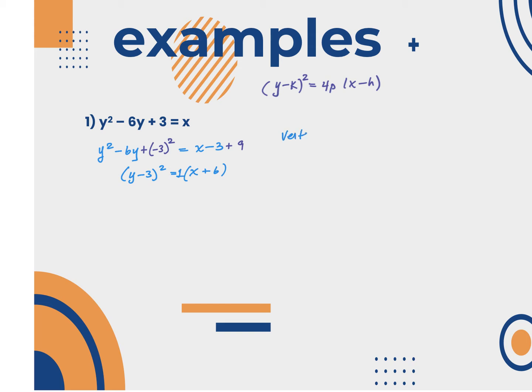So the vertex is going to be negative 6 comma 3. The p, or the 4p in this case, is 1, so p equals 1/4. Let me just go ahead and do a graph here real quick. So we're going to be at negative 6, 3. I know it's going to open to the right.